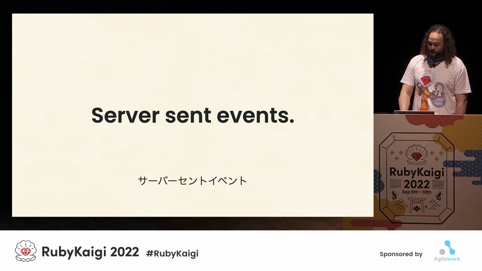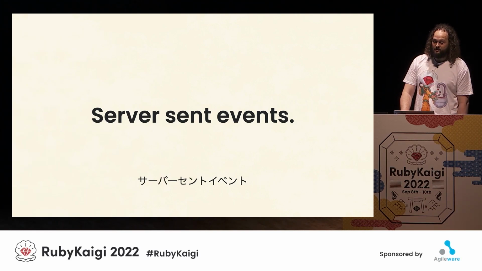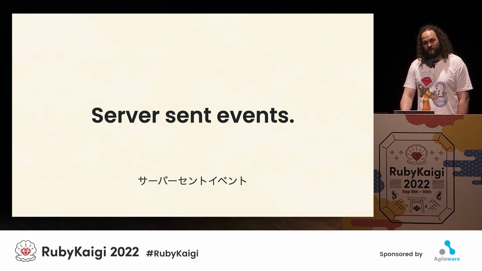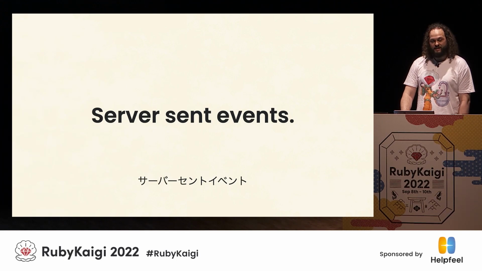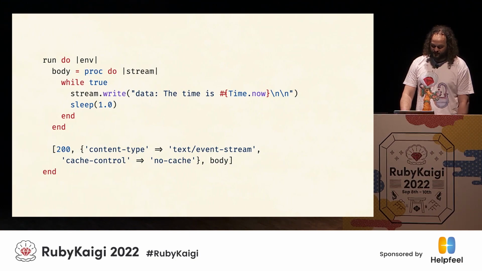If we want to stream real-time events to a web browser, server-sent events are a good option. The protocol was first specified in 2004 and supported by browsers starting in 2006. It's excellent for real-time events like chat messages, stock market tickers, status updates, anything you want to update in real time. On the server side, you generate a streaming response of type text event stream.